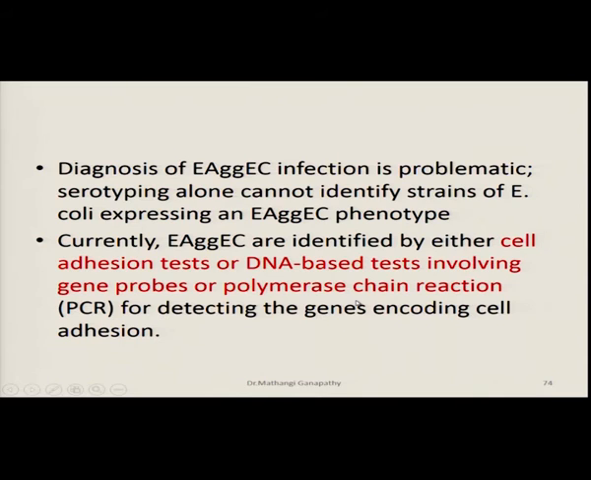So, you identify a specific gene which is peculiar to the EAEC type, synthesize a primer and then use that primer in a polymerase chain reaction to find out whether the infection is by the EAEC strain, by detecting the genes encoding the cell adhesion. The genes used for the primer in the polymerase chain reaction would be those coding for cell adhesion in the pathotype.